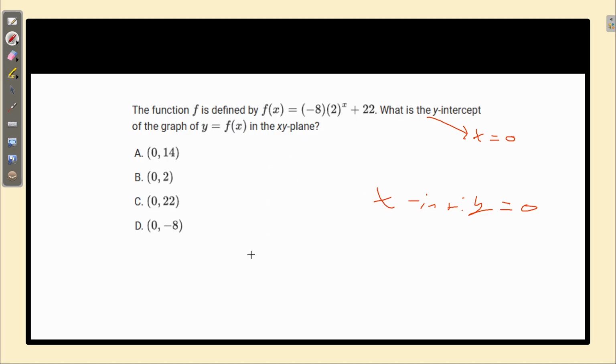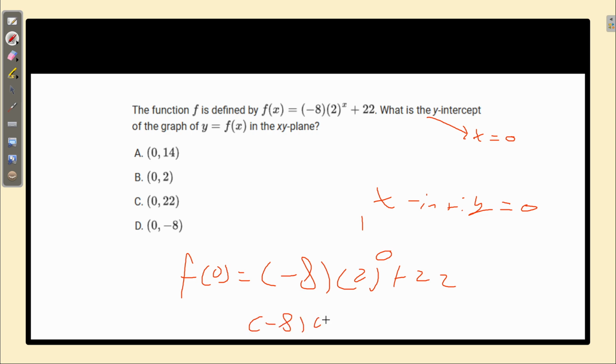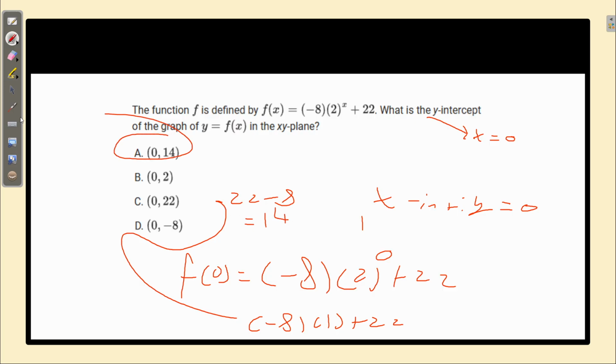Let's set x equal to 0 and find f of 0. So f of 0 equals -8 times 2 to the 0 plus 22. Anything raised to the 0th power is 1. So we get -8 times 1 plus 22, which is really just 22 minus 8. If you do some quick math, you can see that that is going to be 14. So what is our answer here? Well, 0, 14. Not that hard.